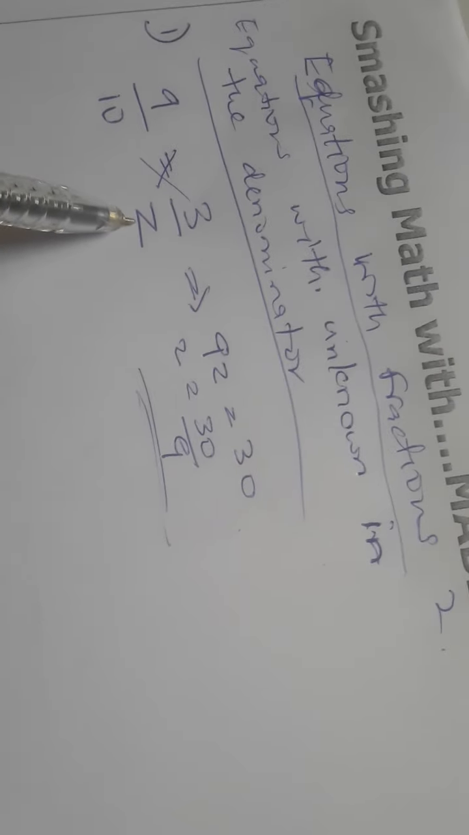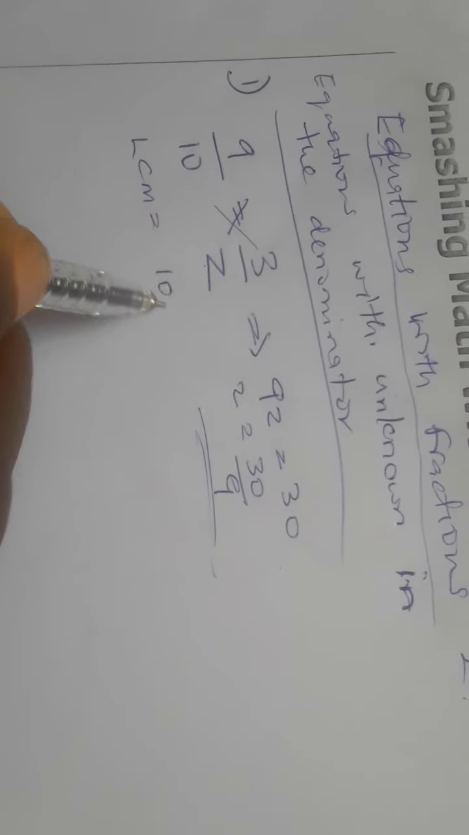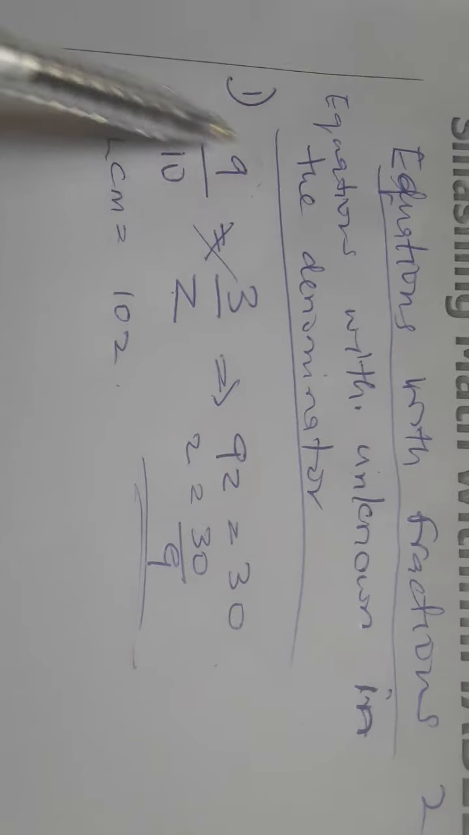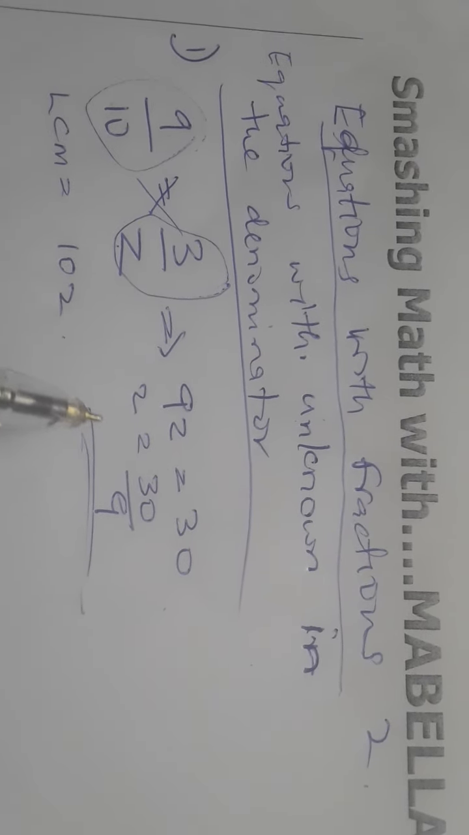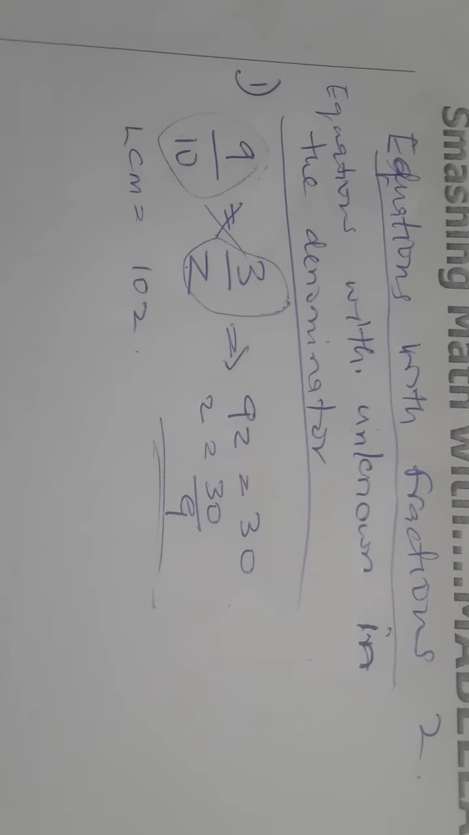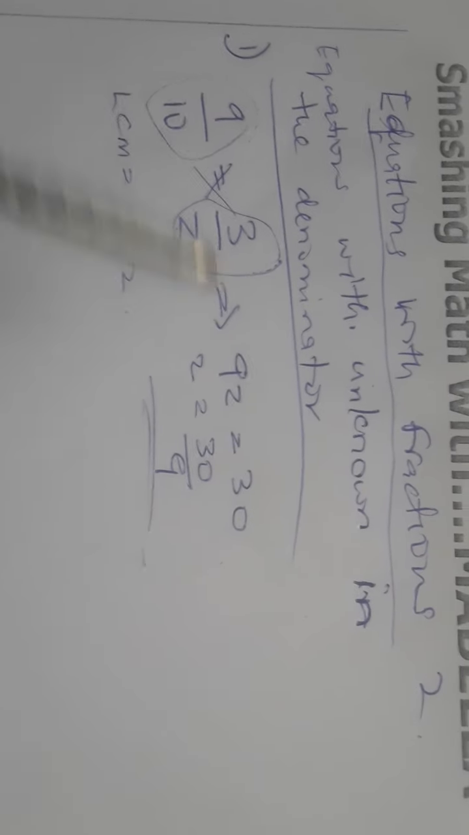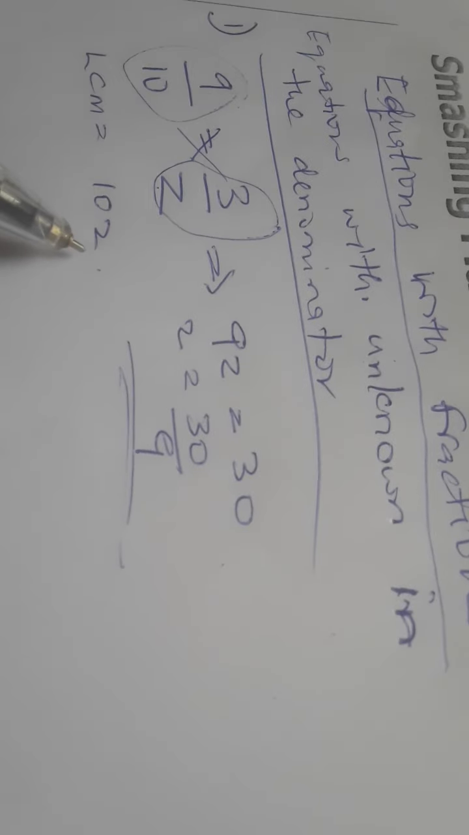If you found the LCM of 10 and z, that would be 10z, right? Now, if you have 10z as your LCM, you multiply all the terms in that equation by that LCM so that you are ensured that you have an equivalent fraction, that all the terms remain equivalent. That is why you need to multiply everything by the same number, in this case by the LCM.